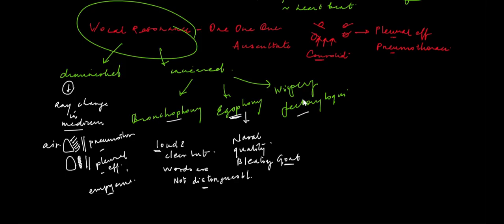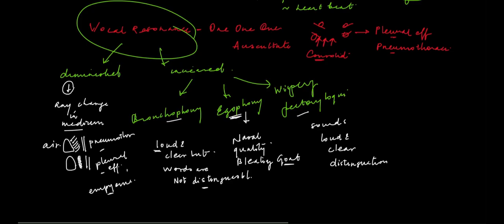But whispering pectoriloquy is when the sounds are going to be whispered. We ask the patient to whisper, but still the auscultation will give you loud sounds and very, very clear sounds that are very distinguishable as well. So a whisper which becomes very loud is whispering pectoriloquy. The sounds which remain loud but are not distinguishable is bronchophony. And when it becomes like a goat, it is egophony.